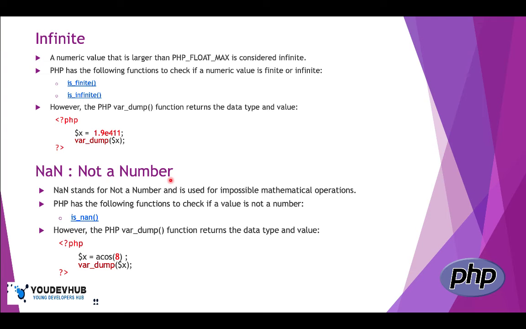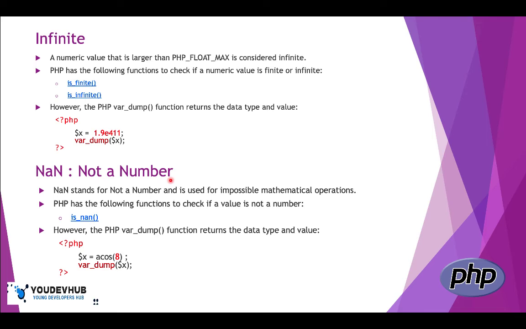Now we have another type, infinite. A numerical value that is larger than the PHP float maximum is considered infinite. An infinite is a number that exceeds the maximum number PHP can accept. We have the other one, NaN, not a number. NaN stands for not a number and is used for impossible mathematical operations.